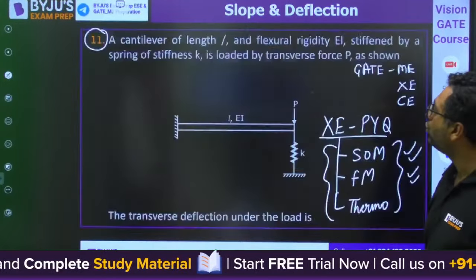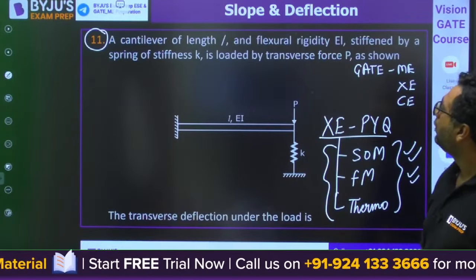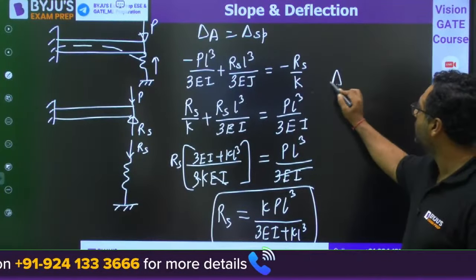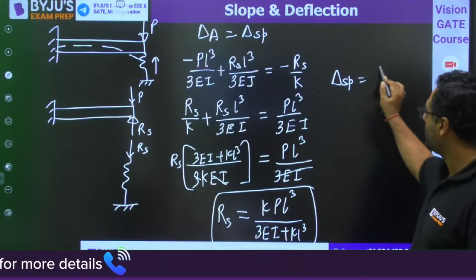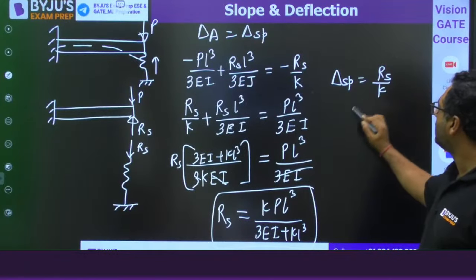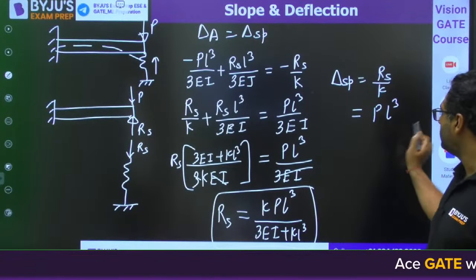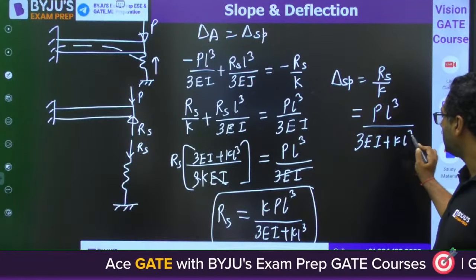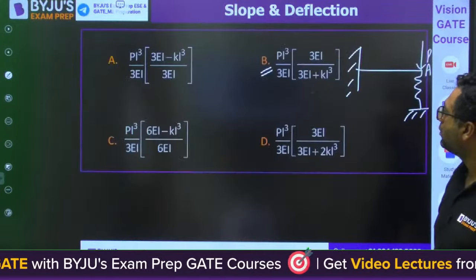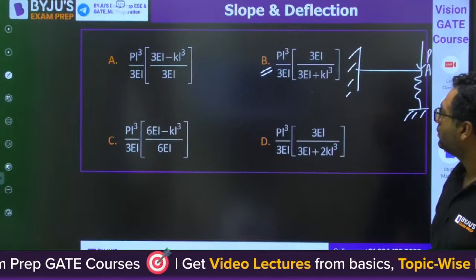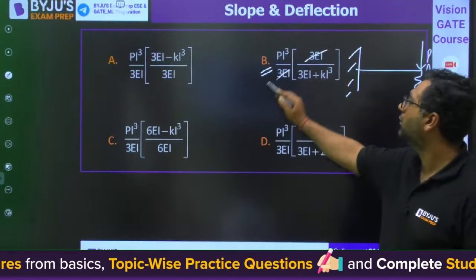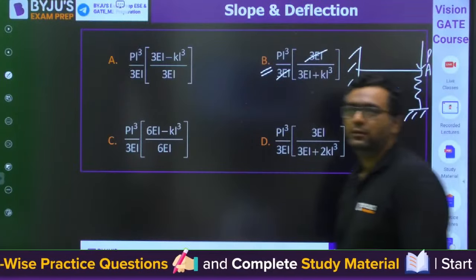They asked you the deflection. PL cube. Is it clear? B is correct.